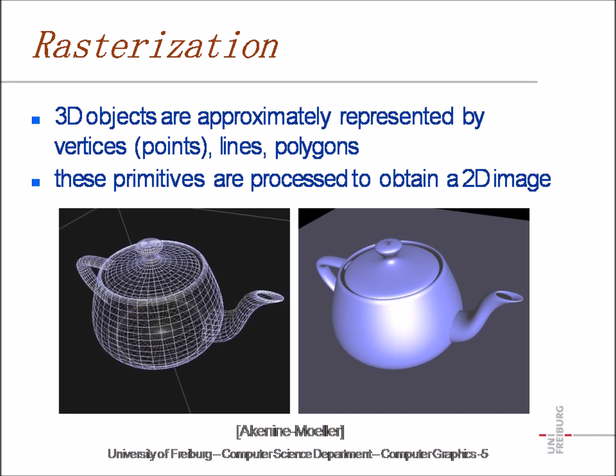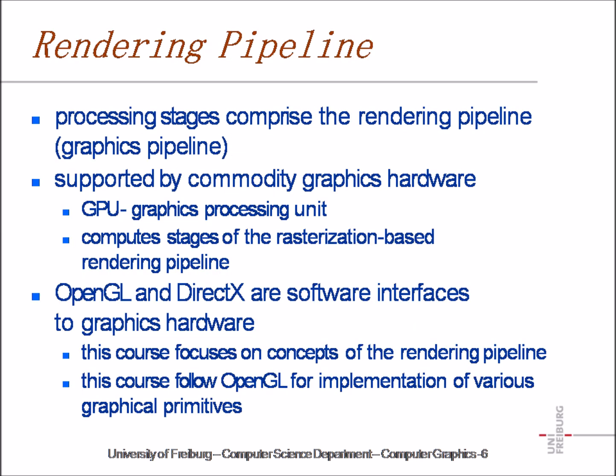Further, it is important to discuss the rendering pipeline incorporating rasterization. Here are some major artifacts of the rendering pipeline. Number 1 artifact is the processing stages that comprise the rendering pipeline, also called the graphics pipeline. Number 2 artifact is the support of graphics hardware, which we normally use for this purpose, the GPU, graphical processing unit. The GPU will help to compute stages of the rasterization based rendering pipeline.